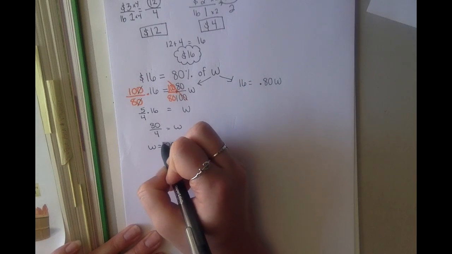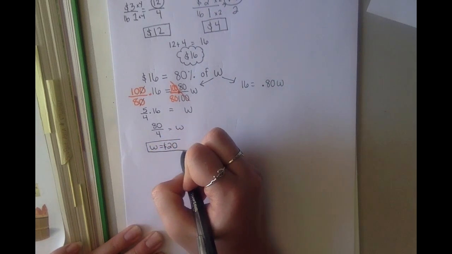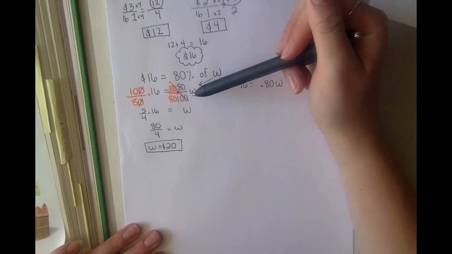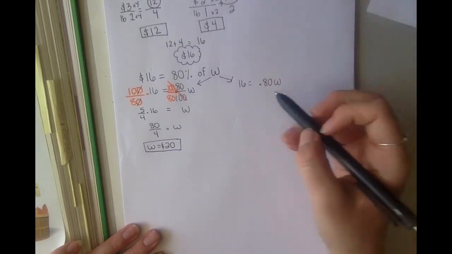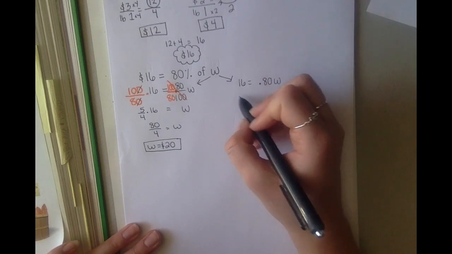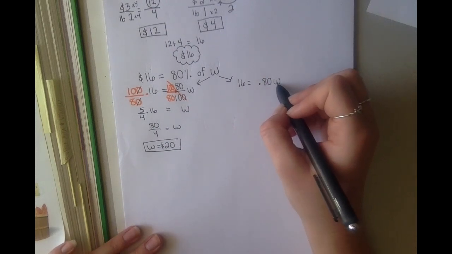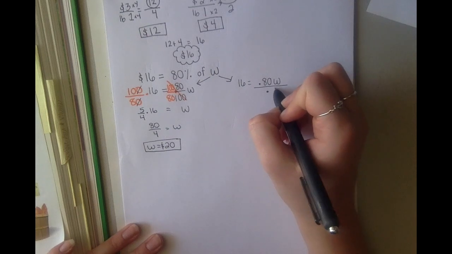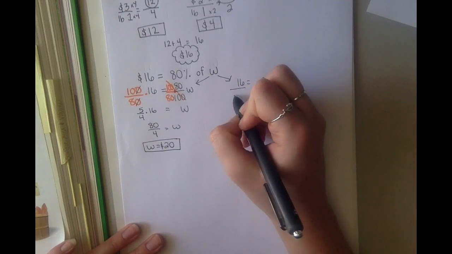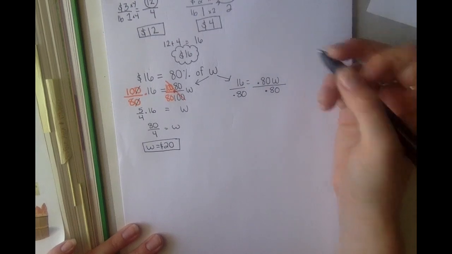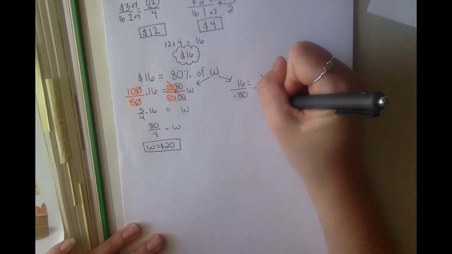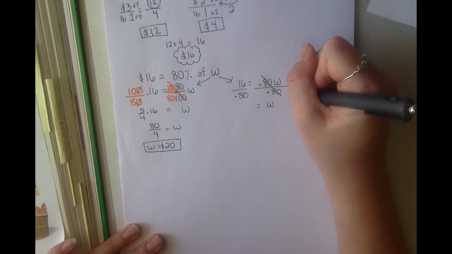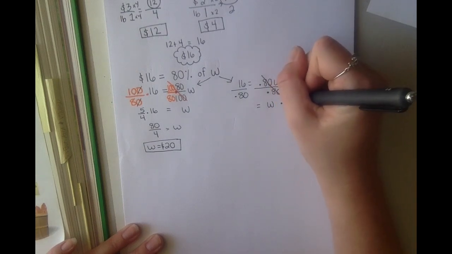So I could say that I had $20. I spent 80% of my $20, meaning 80% was that 16. Over here, same problem, just a different way of solving it. W is being multiplied by 80 hundredths, so I can divide by 80 hundredths on both sides. So then this will cancel out. I'm left with W. W is equal to 16 divided by 80 hundredths.